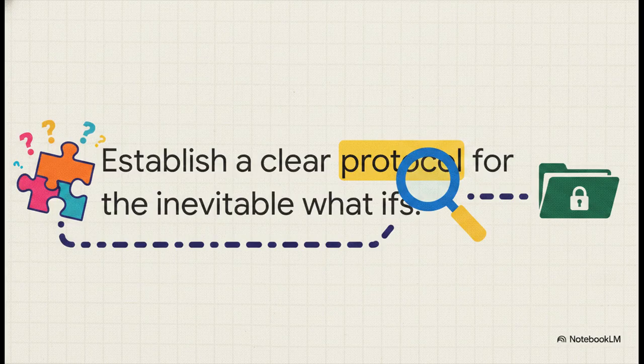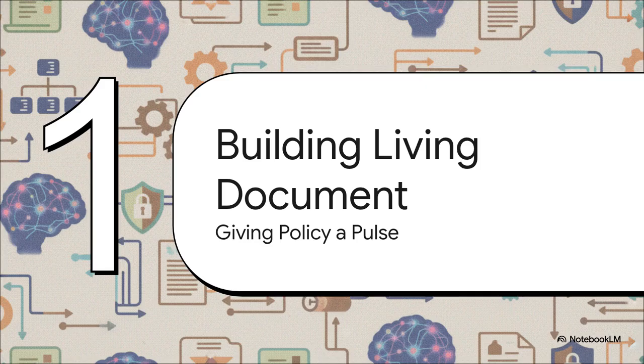A strong policy actually anticipates this. It outlines exactly how an employee requests an exception, who reviews that request, and exactly how the final decision is documented safely. Section 4. Building a living document, giving your policy a pulse.